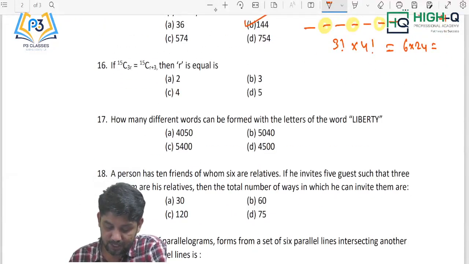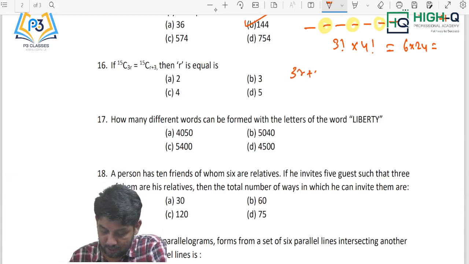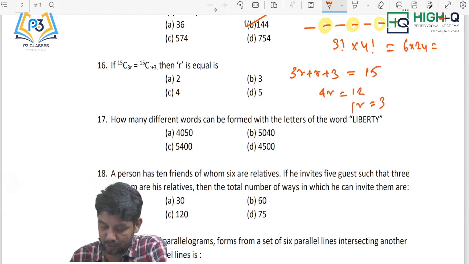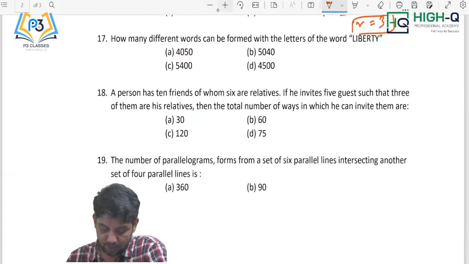15C3R is equal to 15C(R+3). We need to find R. Very simple. I think we already have the logic. So 3R plus R plus 3 is equal to 15. 4R is equal to 12. R is equal to 3. Am I right, my dear? That's it.